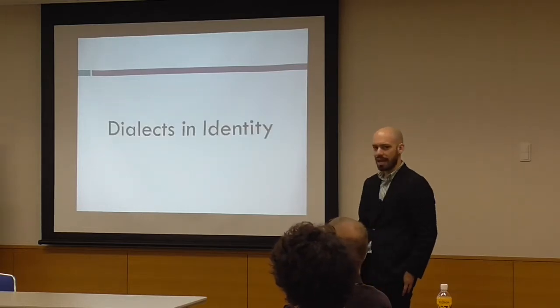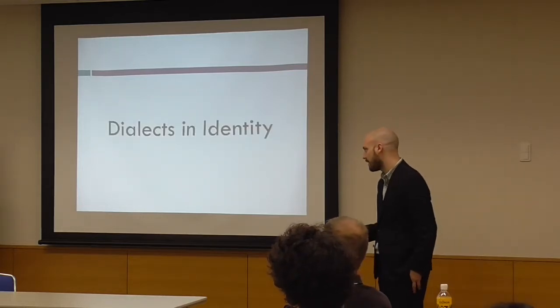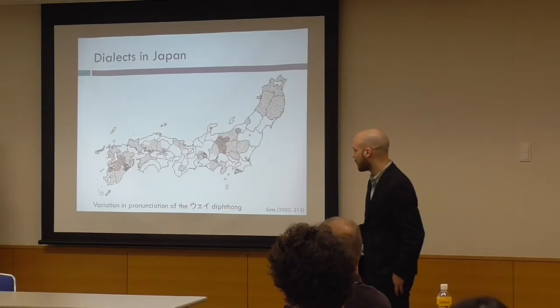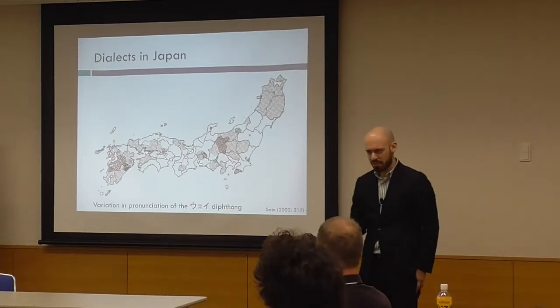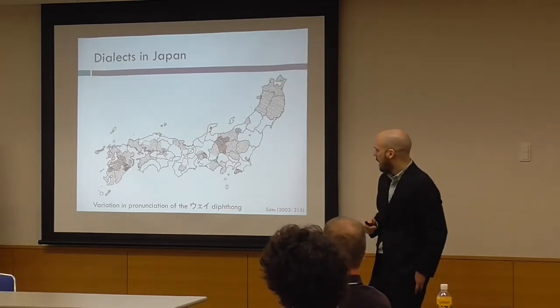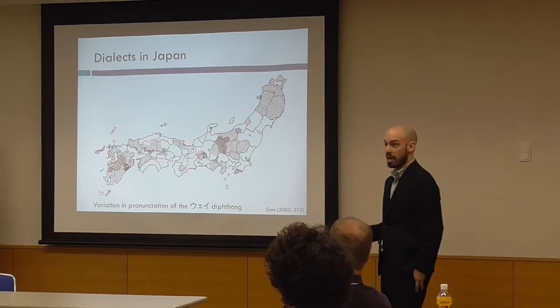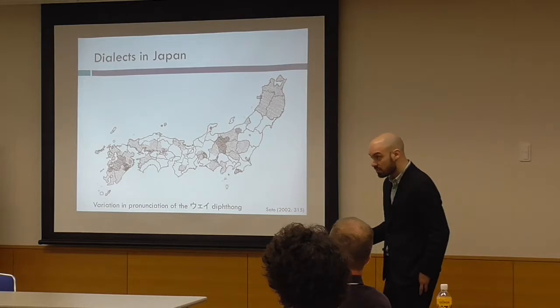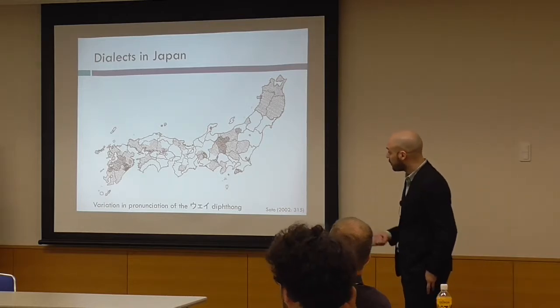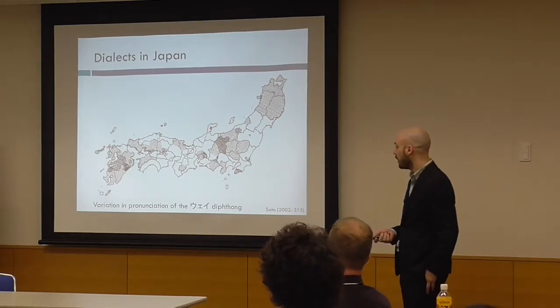So I said I was going to talk about dialects, and I said I was going to talk about Japanese dialects, which is what I've been studying for the past year. Let me switch over to that. Some of you may know there are a lot of Japanese dialects. Some of them are famously mutually unintelligible. This is a map of one particular phonetic variation. There's tons more.